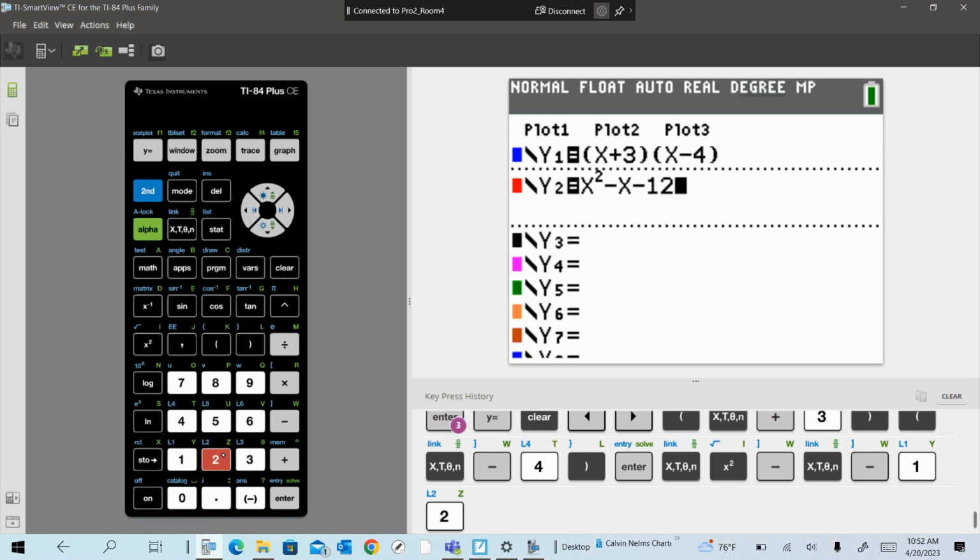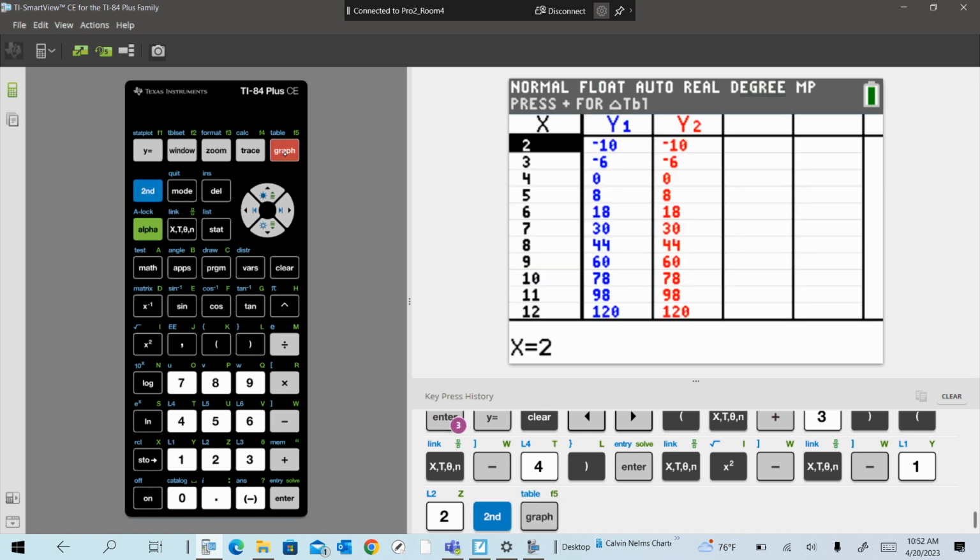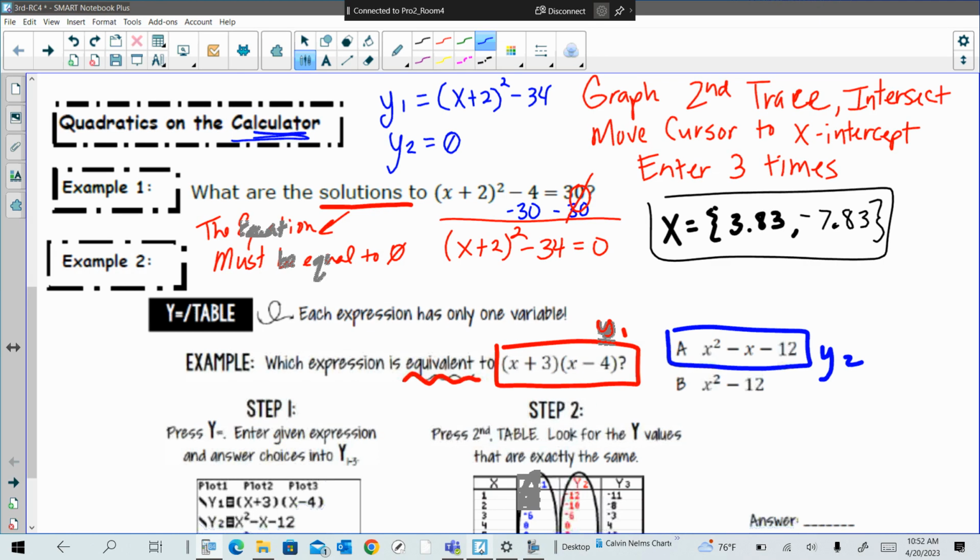So I'm checking for the same. The fastest way to do that is just go to your table. How did we get to the table? Second graph. And see if they are the same values. If they are the same, then yes, it's equivalent. Does that make sense? So if they're asking for equivalent, you can check to see which one matches. So this answer would have been A.